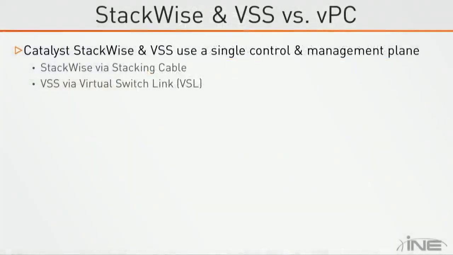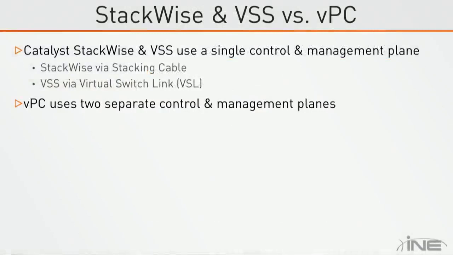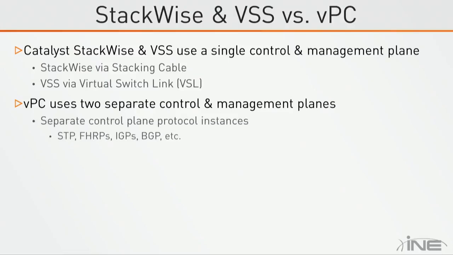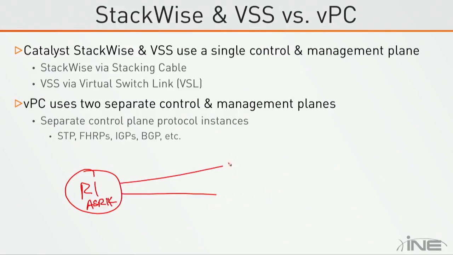Okay, in the case of the virtual port channel, we have two separate control planes and two separate management planes. So this means that the control plane instances behind the scenes, like spanning tree, our IGP routing, BGP routing, first-hop redundancy protocols, we're running multiple copies of these. Now, if you were to compare this to the VSS or the StackWise, if you had a router, okay, let's say that this is like your ASR 1K, and is physically connected multiple directions to your 6500s.